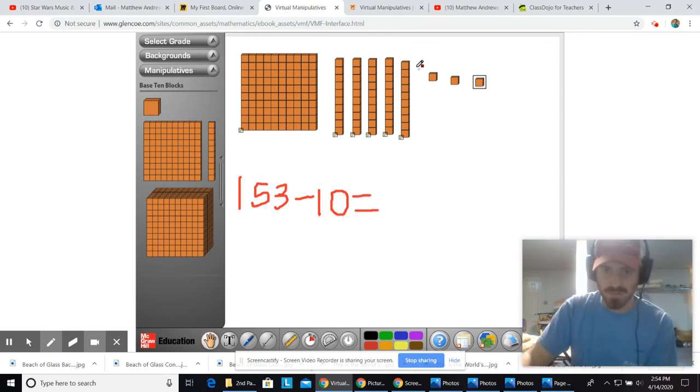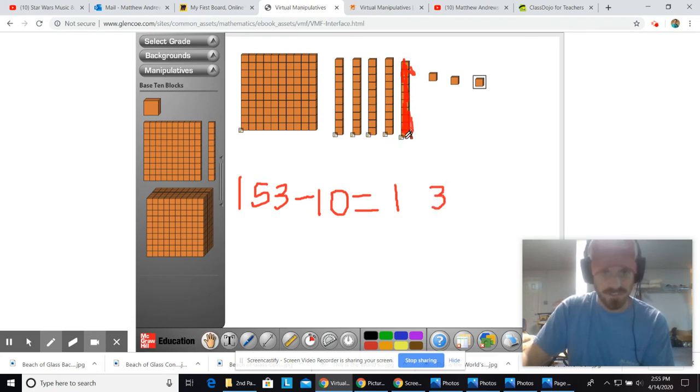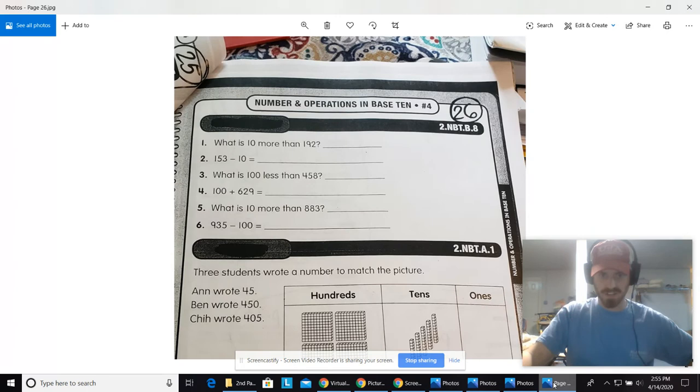So if I were to take one of these 10s out, what would I have now? Well, if I understand place value, I know that I just went from having 5 extra 10s to 4 extra 10s, but my 100 and my ones digit stayed the same. So I'm keeping the 1 in 100, and I'm keeping the 3 in the ones place, but instead of having 50, I have 40. So 153 minus 10 is 143.